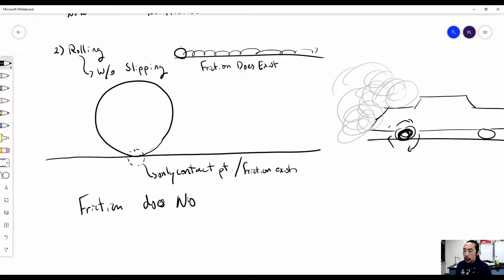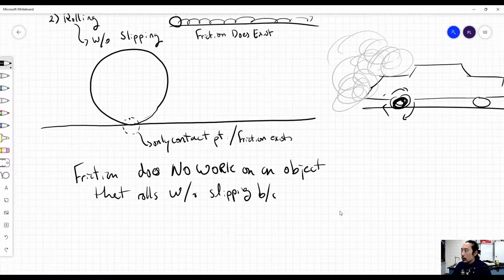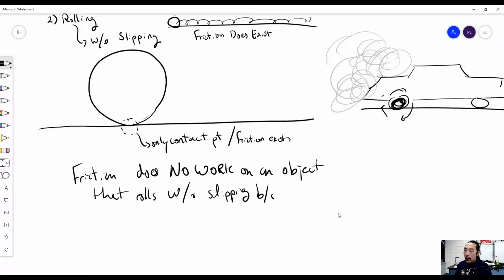does no work on an object that rolls without slipping. And we're going to do a quick little review. The formula for work is force times displacement. If we're looking at the force of friction, we say there was zero work done by friction, because the force of friction has no displacement.